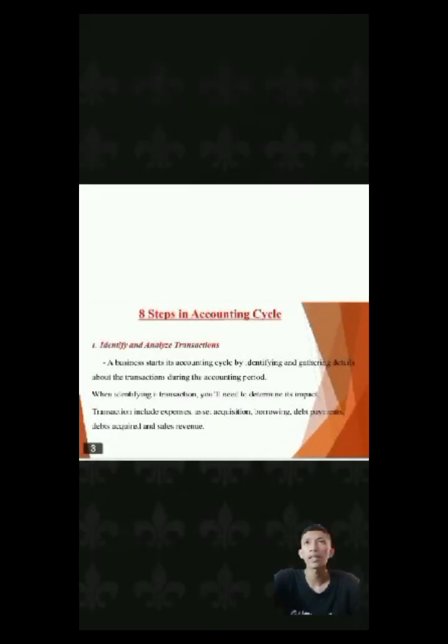Identify and analyze transactions. A business starts the accounting cycle by identifying and gathering details about the transactions during the accounting period. When identifying a transaction, you'll need to determine its impact. Transactions include expenses, asset acquisition, borrowing, debt payments, debt acquired, and sales revenue. Number 2, record journal entries. The next step is to record your financial transactions as journal entries in your accounting software or ledger.